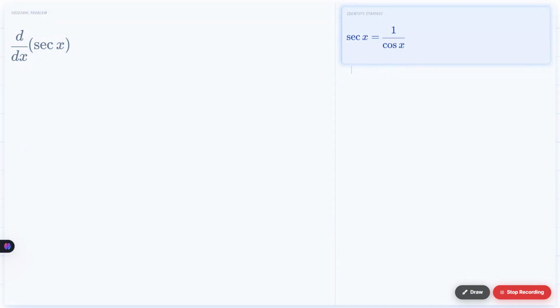We change secant into 1 divided by cosine. We do this to make the math easier to work with. This is the rule for how these two terms are the same.